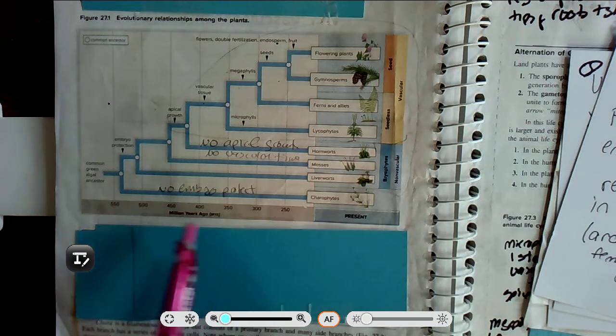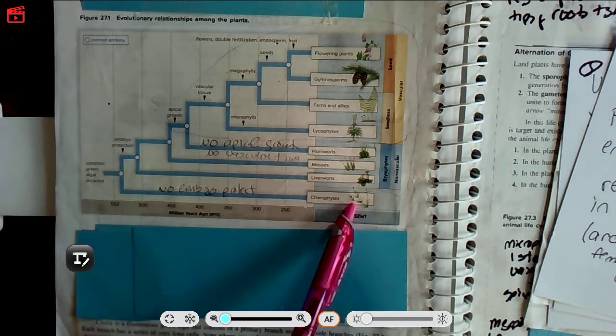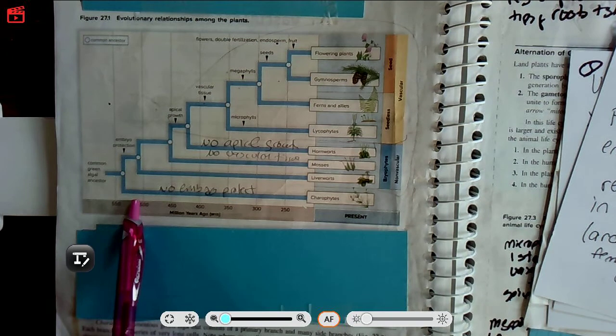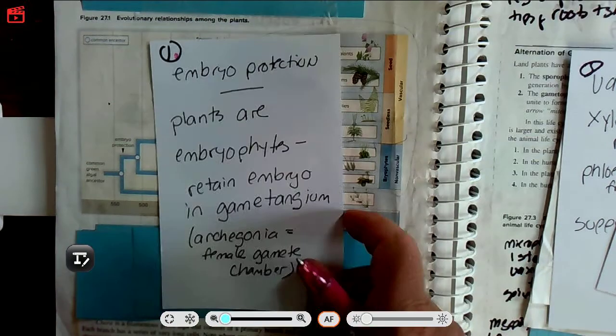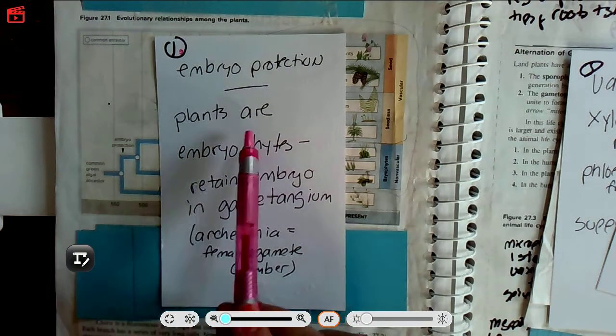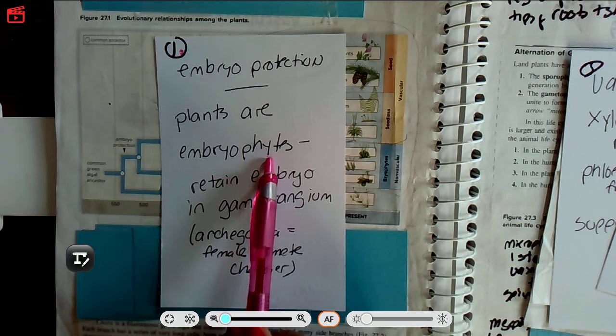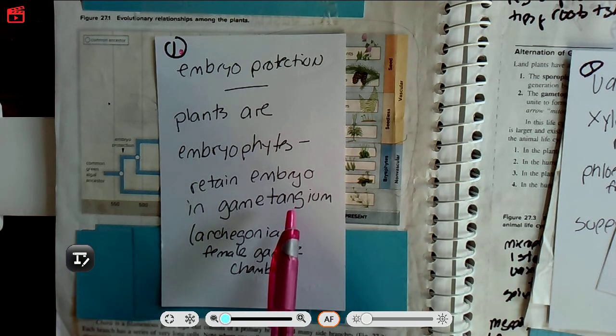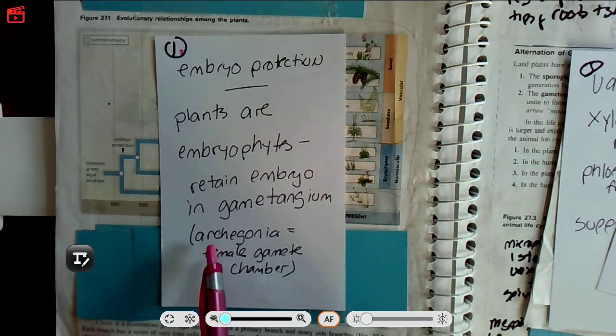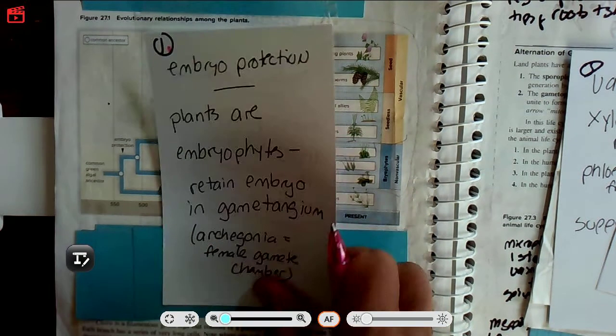So as we look at this tree, again, this is our outgroup without any of these derived characteristics. So embryo protection is the first derived characteristic that we see. Something to note is that plants are called embryophytes, phytes for the plants. They retain their embryo in the gametangium. In our case, the gametangium produces gametes. There's male and female gametangium. The embryo is maintained in the archegonia. That's the female gamete producing structure, and there's a moist chamber so that the embryo does not dry out.